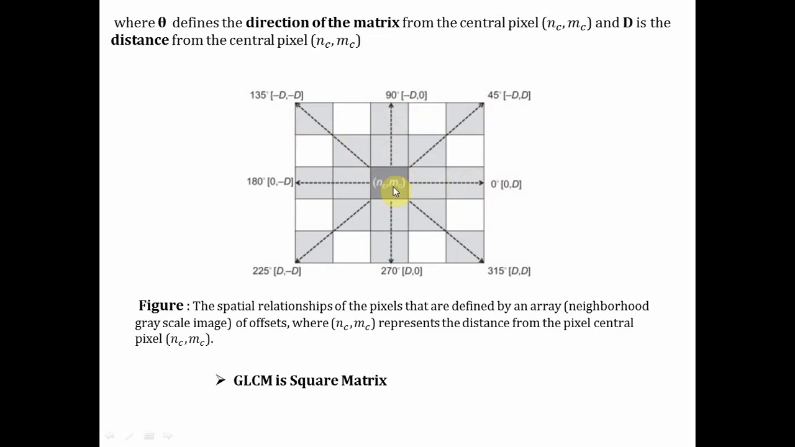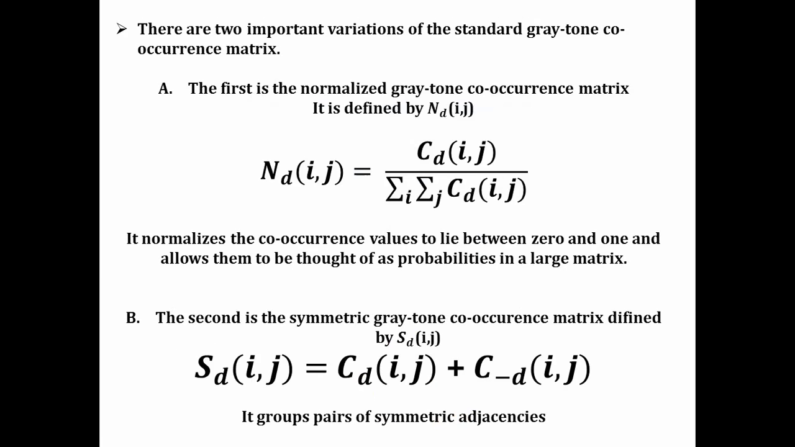Now the gray level co-occurrence matrix is a square matrix. You need to consider the matrix should be a squared one. Now there are two important variations in the standard gray tone co-occurrence matrix. So there are two types of variation. First variation is you need to first normalize the co-occurrence matrix. Now how to normalize a co-occurrence matrix?